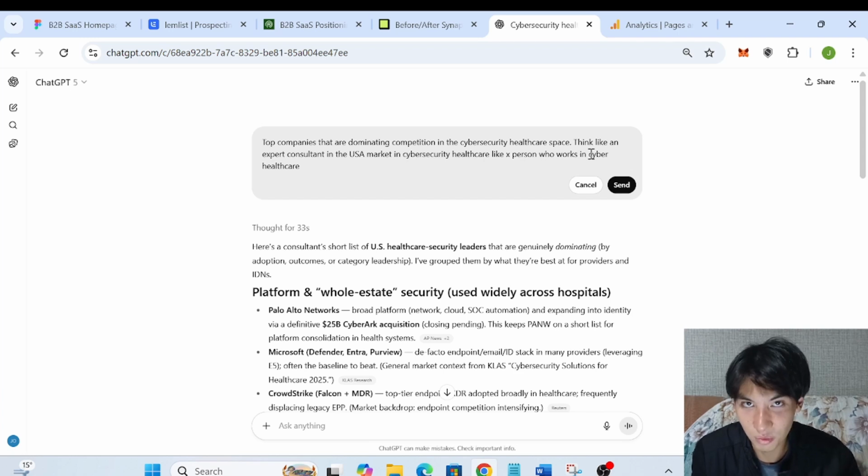And whenever you're writing content, for example, when you've finished writing content, you could say, how is this one-liner? Think like an expert consultant in X market, in X industry, like X person, the person who is at the top of your niche, who works in X industry. And then after that, the prompt will do a really good job critiquing whether or not that one-liner is good or trash.